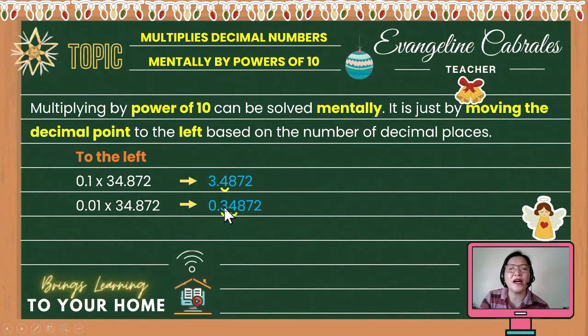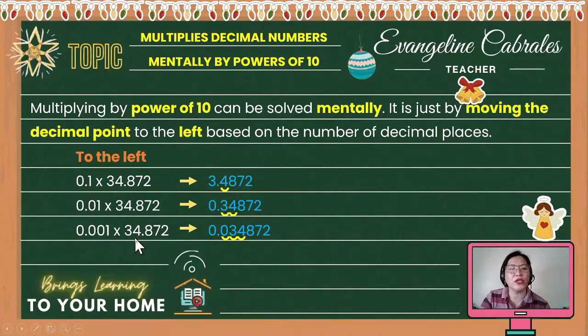At dahil lahat ng numbers na ito ay decimal numbers na, maglalagay ka ng 0 sa kaliwa ng decimal point to represent the whole number. So, the answer when you multiply 100s times 34 and 872 thousandths is 34,872 hundredths. Okay? How about this one? 1,000ths times 34 and 872 thousandths.